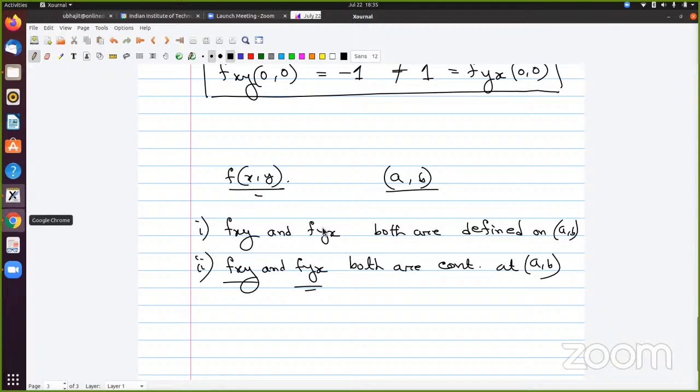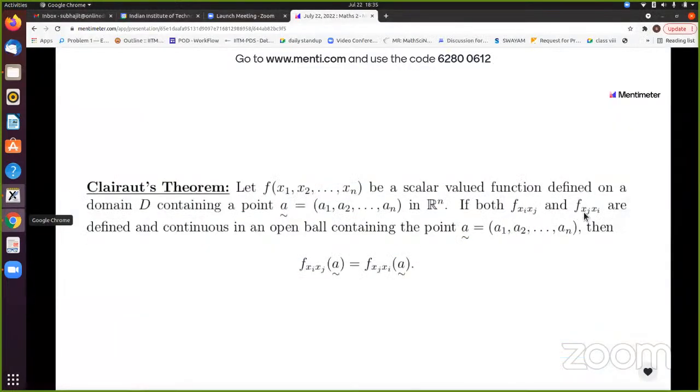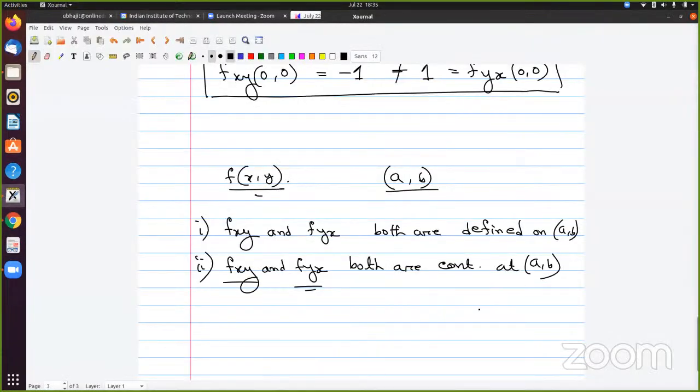As you can see here, these two, the double derivatives, so higher order partial derivatives, are defined and continuous in an open ball containing the point (a, b). So continuous at (a, b) means what? There is a point on your xy plane, so this is your point (a, b). If you take some open ball around it, the function will be continuous around it. So if you check the continuity at (a, b), that will be enough.